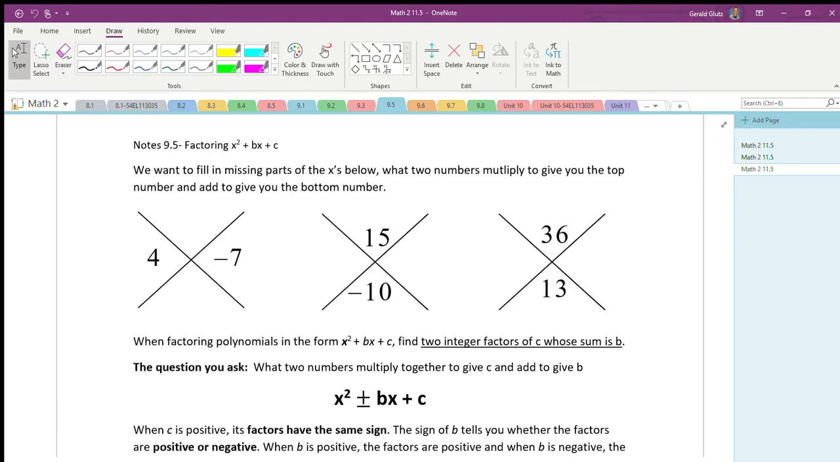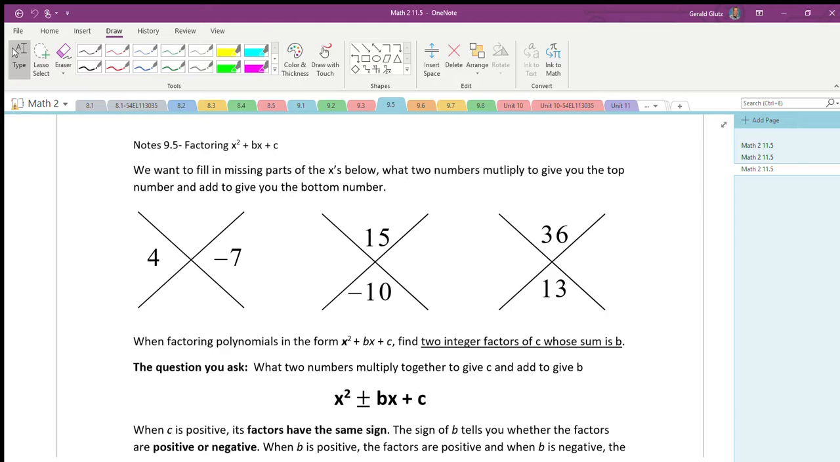So the last section we talked about multiplying binomials. This time we're going to be talking about if we had multiplied those binomials, could we put it back into the factored form? So we're going to be going backwards of what we did in the last section.